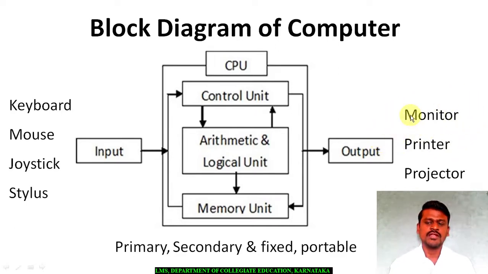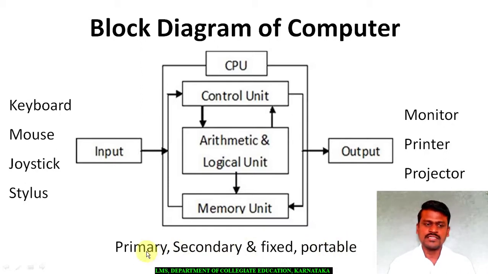It will be shown on the monitor, or if you want to take a printout, then it will be sent to the printer, so that we get the printout of that material. Or you can also see that output on the projector, right? So this is how the block diagram of a computer works. These are some of the input unit examples, and these are some of the output unit examples, and these are some of the examples for the memory unit, that is primary, secondary, fixed and portable.